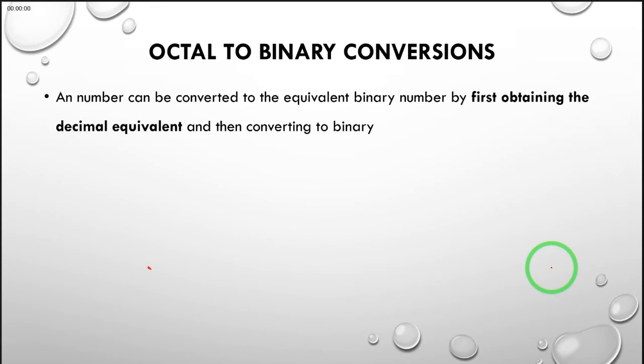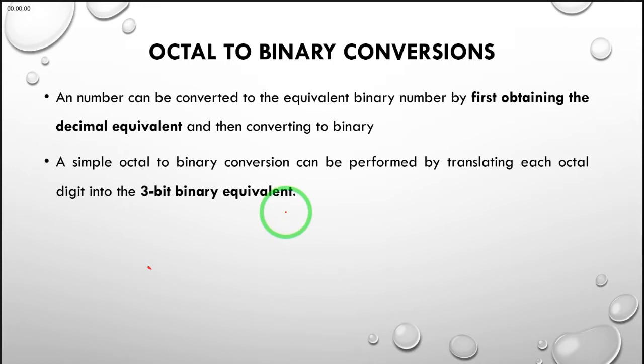Now we would also want to do octal to binary conversion. We say that a number can be converted to its binary equivalent by first obtaining its decimal value and then converting it to binary. That is one method. But a simpler method is to take each of the octal digits and convert it to binary. That is the easiest route.